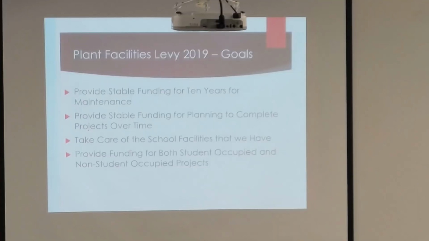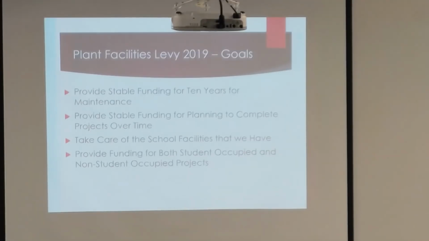So, goals of a plant facilities levy. Provide stable funding for 10 years for maintenance. The nice thing about this is once you pass it, you say, we're going to have $700,000 or whatever amount we decide on a year for 10 years. And that's stable funding, which, as we look at other districts, has been very successful in maintaining facilities. Again, provide stable funding for planning to complete projects over time. So you've got that planning process that gives you more of a long-term planning approach.